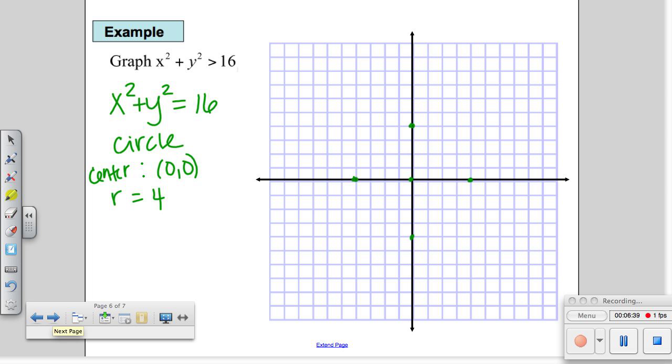So I'm going to erase the 0, 0 because I don't want to get confused. It's not actually on my circle. And I have a greater than sign, so that means that my line should be dashed, my circle.